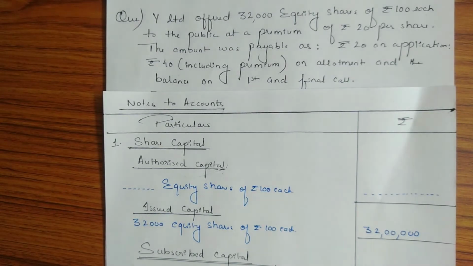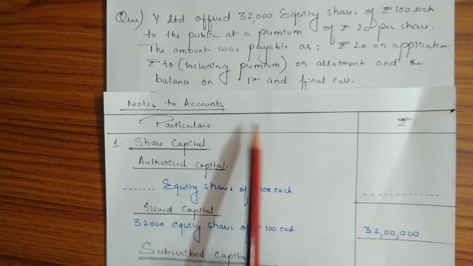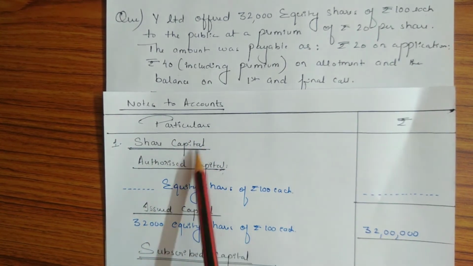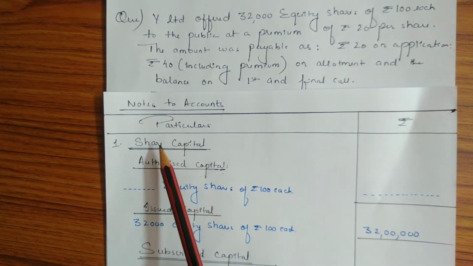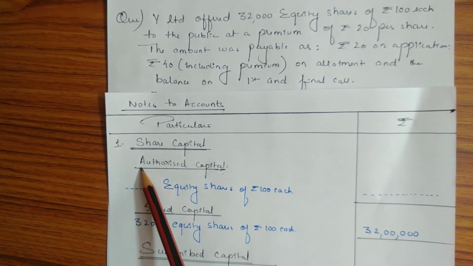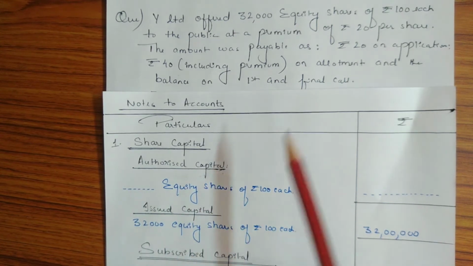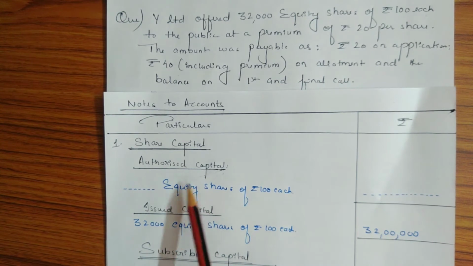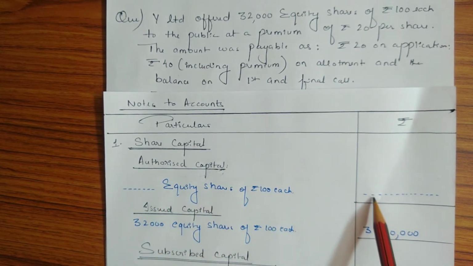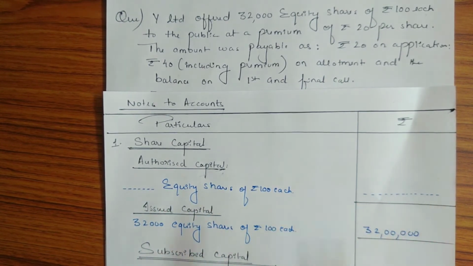So now according to the question, we will first prepare notes to accounts. The first heading will be share capital. Under share capital, the first subheading is authorized capital. Now authorized capital is not given in the question, so the amount of authorized capital will be nil.